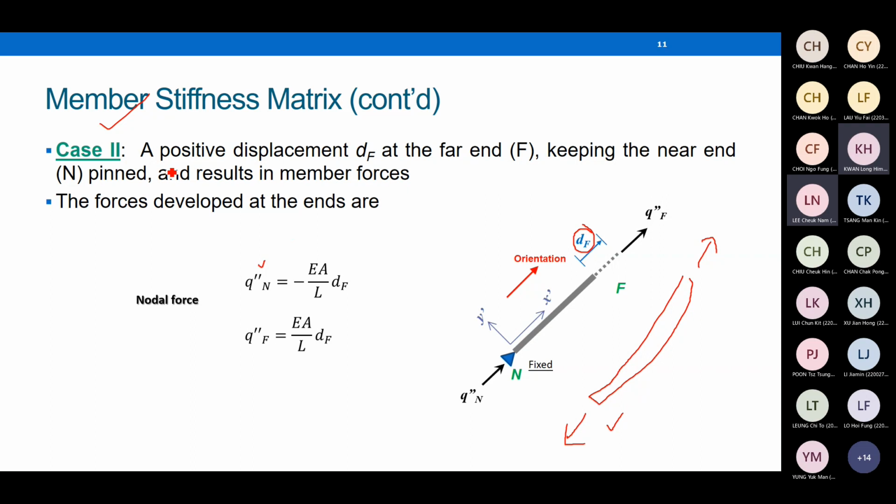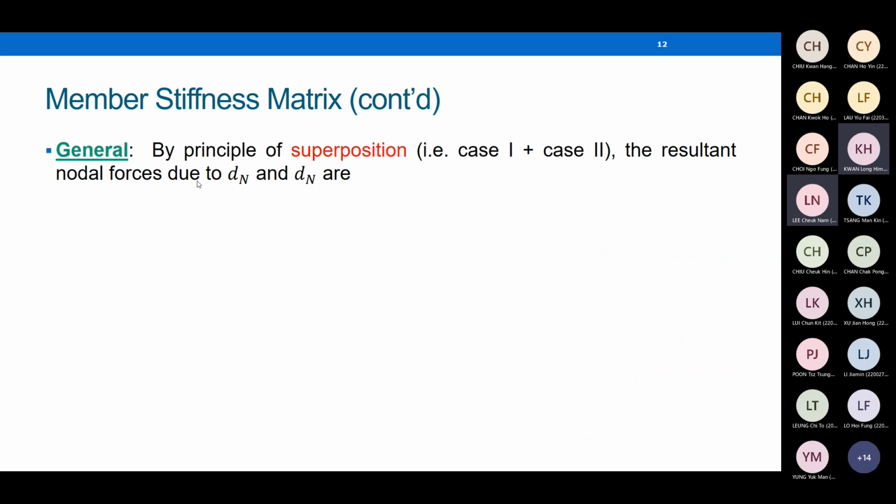So now we have the force displacement equations for case one and case two. They are not complete. You have to combine the two scenarios together using the principle of superposition, because in reality, both ends are under displacements, dN and dF. Oh, I think this should be subscript F. In reality, a truss element can be under both dN and dF, as shown in the pictures. They appear together, not individually, simultaneously.